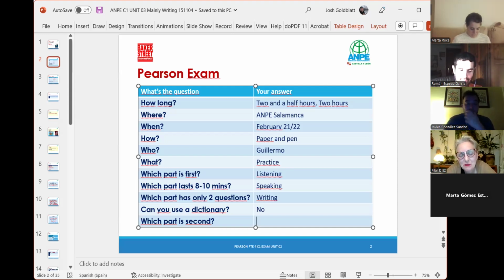Good. And which part is second then after the listening? Reading. Okay. Which is very good because it means that after the listening, we will have 2 hours and you can manage your time. How much time you're going to dedicate to each reading part? How much time you're going to dedicate to the writing part?